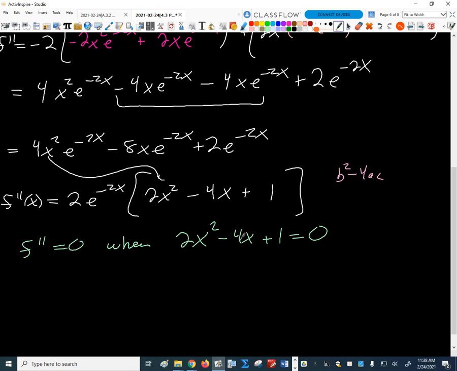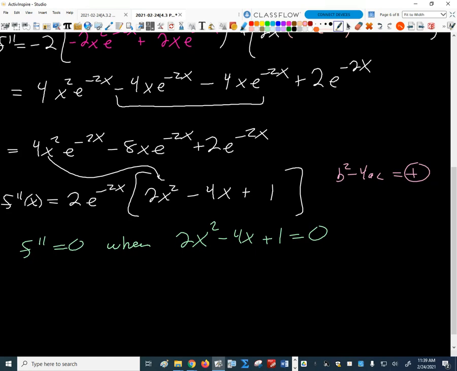Well, b squared is 16, right? Minus 4 times 2 times 1. Well, that's positive. So we do get two real solutions on this, don't we? So then we have to go through the hassle of probably using the quadratic. We're either going to complete the square or use the quadratic formula on this one, right? Take your pick. Probably quadratic formula, I guess.